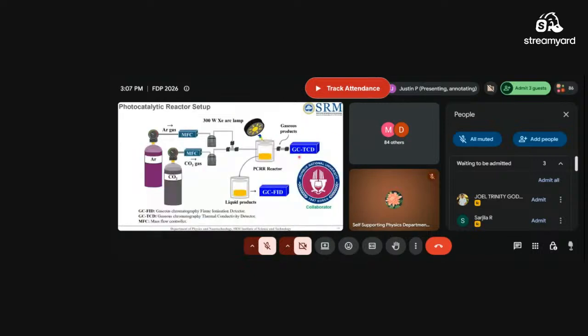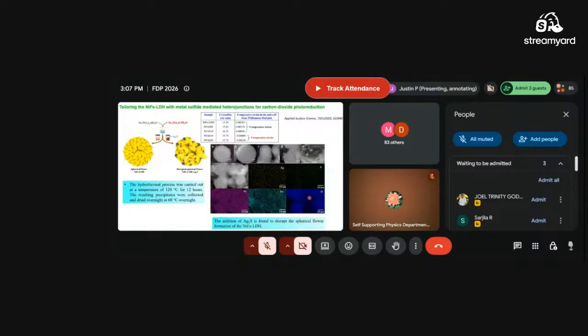And this is the photocatalytic reactor setup. This is the setup we used for CO2 photoreduction. Obviously, it's not available in SRM. Through our collaborator at Chonbuk National University, we obtained the results. And only one example we are going to discuss for CO2 photoreduction, due to time.